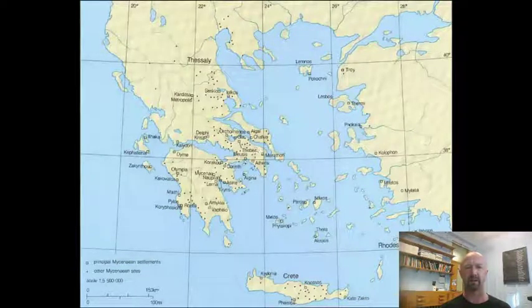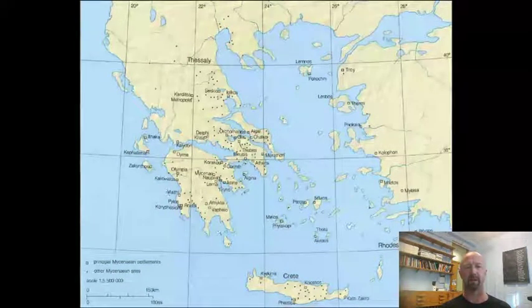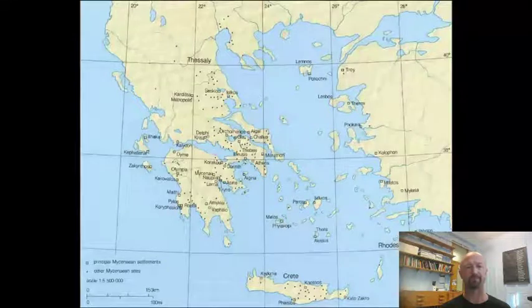This area around Athens is known as Attica. We'll be spending a lot of time there, and then we'll be spending some time as well on the Peloponnesian Peninsula, mainland Greece, over here.